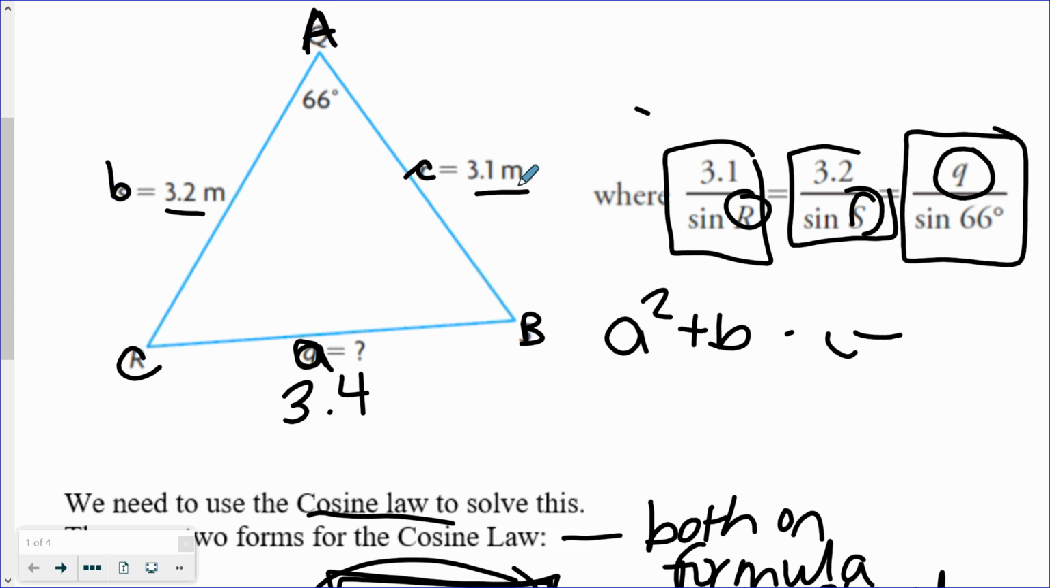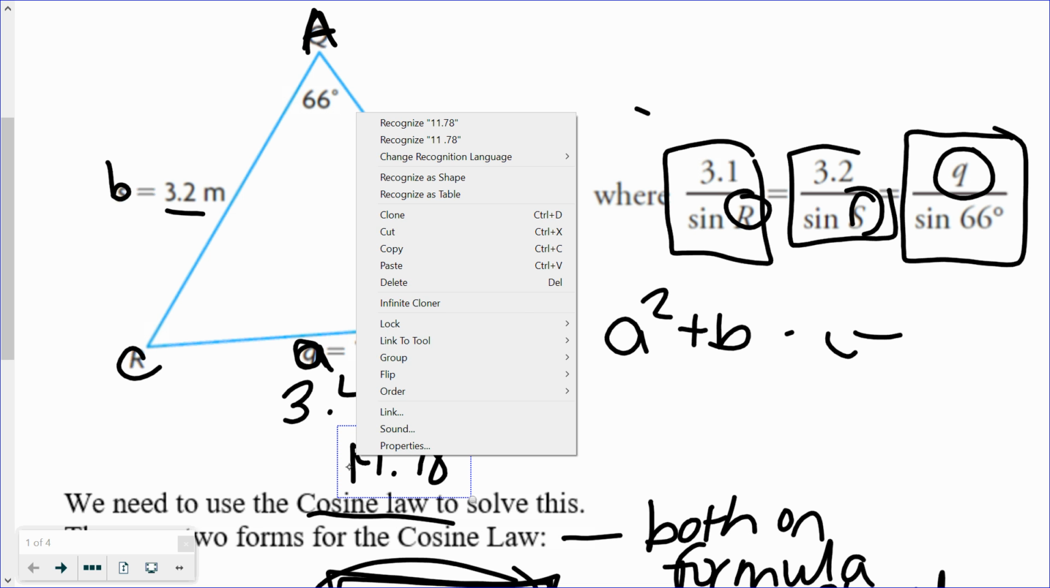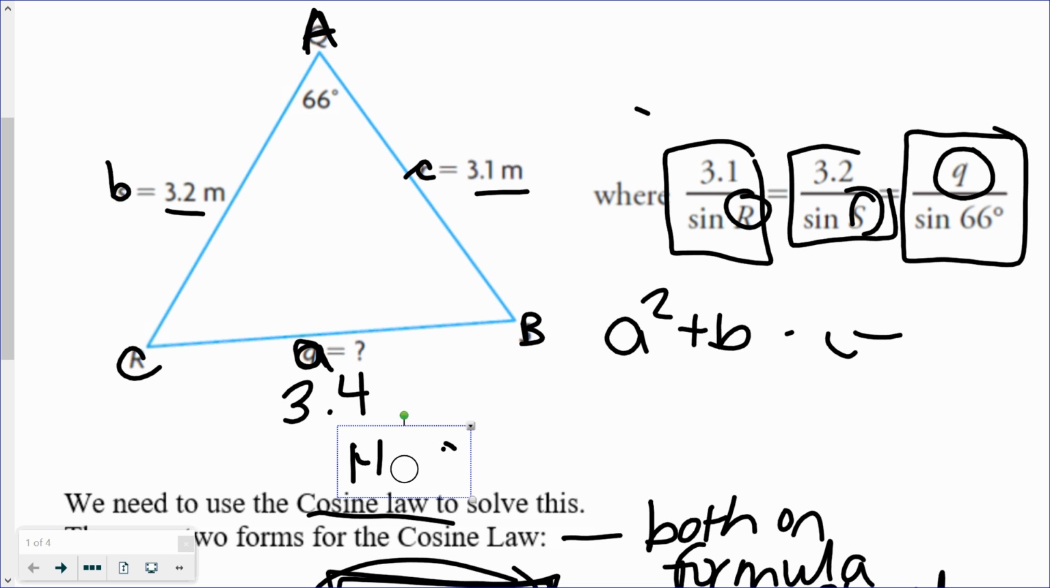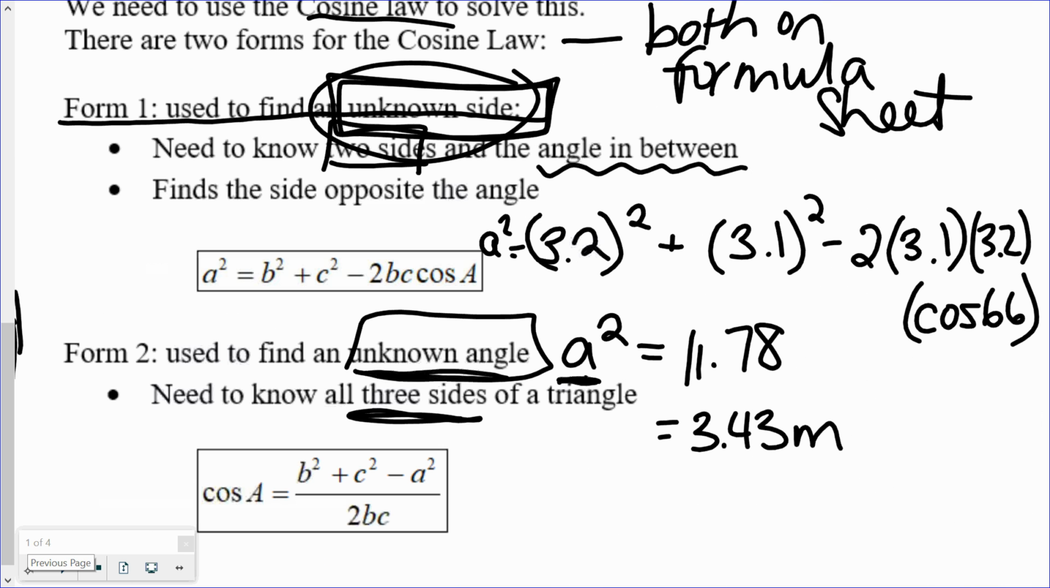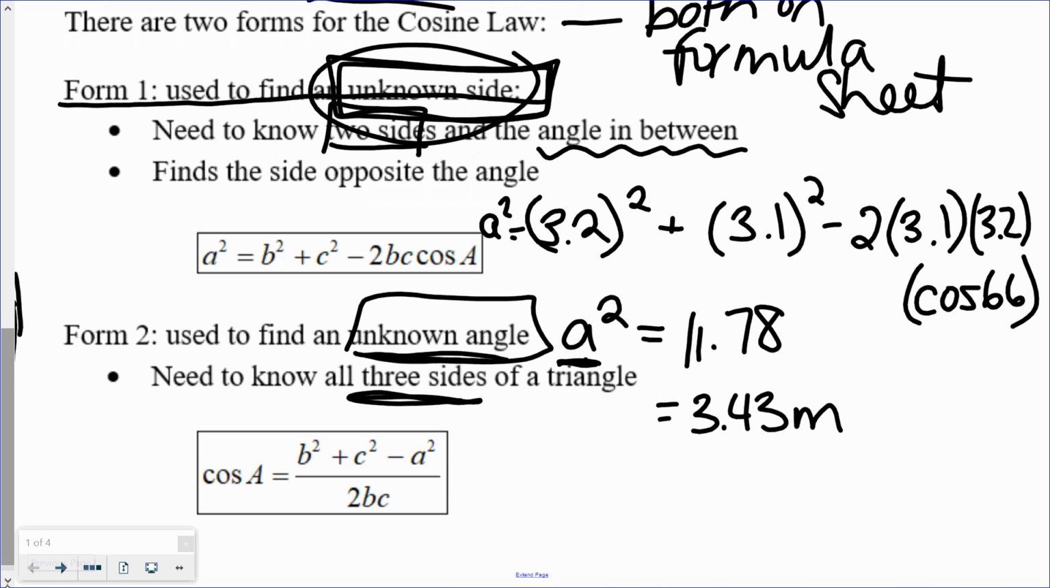3.2, 3.1. I was distressed when my answer was 11.78 because that doesn't really make sense with the rest of the triangle, but that's because I needed to, in the end, square root my final answer. Okay, so that's how we use it. I think that's what the next question is kind of like as well. So again, if you're looking for an unknown side, it's solving for an unknown side. If you're looking for an unknown angle, it's solving that way.